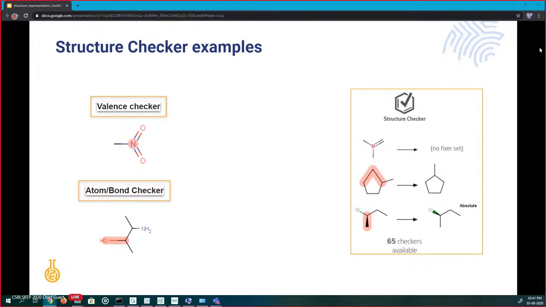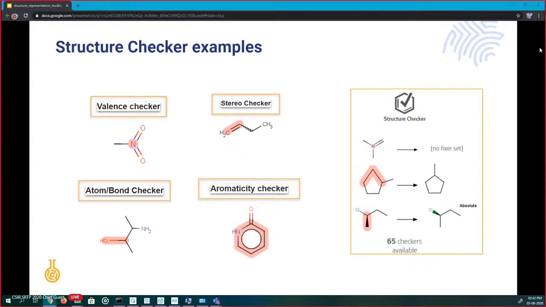The other example from this list is the atom or bond checker. If there is a wrong bond length or a wrong angle, it will prompt you that these are problems with your input molecule. There are different kinds of stereo checkers which check your molecule for any sort of stereo problem. And aromaticity can also be detected if it is drawn wrong in your input structures.